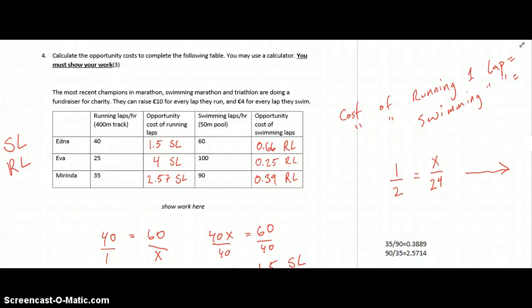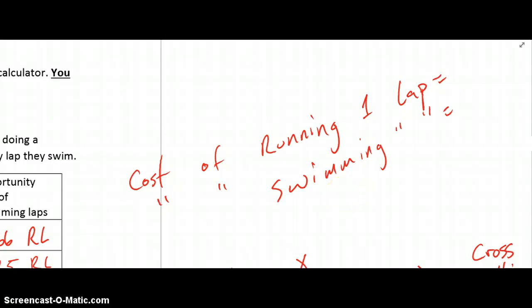Okay, guys, I want to go over your quiz results real quickly and go over some common problems you guys were having. Most of you did well on 1 to 3, but many of you struggled on number 4. I think the most important thing to remember is that when we talk about opportunity cost, we're talking about the cost of running one lap.